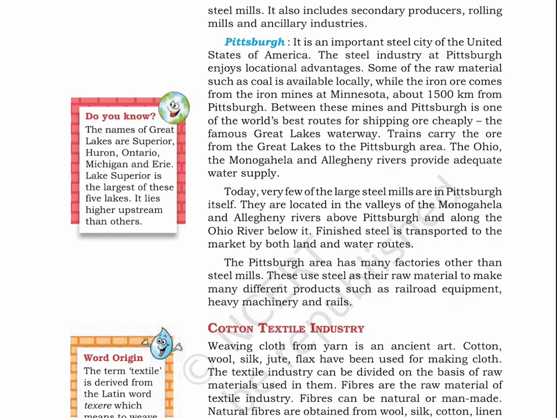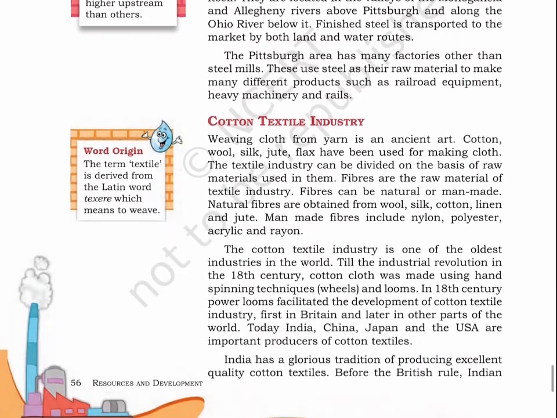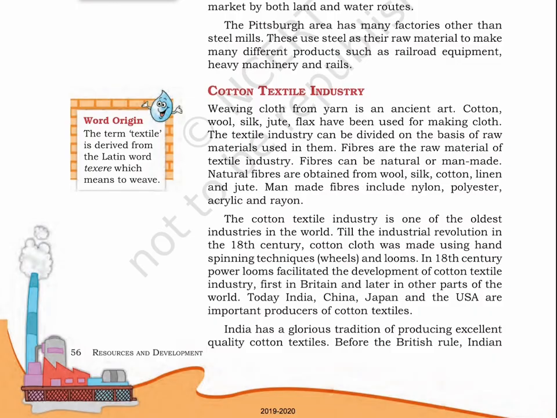Cotton textile industry. Weaving cloth from yarn is an ancient art. Cotton, wool, silk, jute, flax have been used for making cloth. The textile industry can be divided on the basis of raw materials used in them. Fibers are the raw material of the textile industry. Fibers can be natural or man-made. Natural fibers are obtained from wool, silk, cotton, linen and jute. Man-made fibers include nylon, polyester, acrylic and rayon.